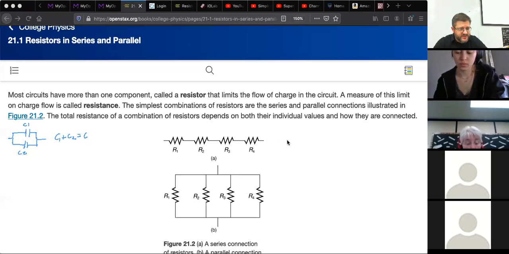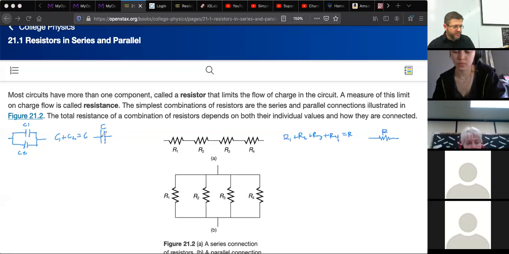So for these 4 resistors in series, it's just adding them together, just straight up add them together. Resistor 1 plus resistor 2 plus resistor 3 plus resistor 4 equals the total resistance here. So you can replace this set of resistors with just the one resistor that is just called R from this equation. And you can replace these capacitors with just one capacitor. I can draw a capacitor that's equal to C here. So you can just cut those out and put this in its place.